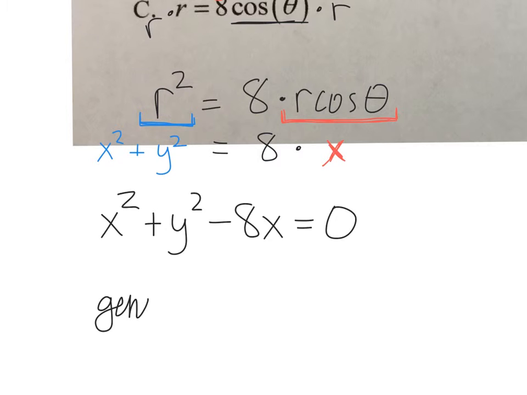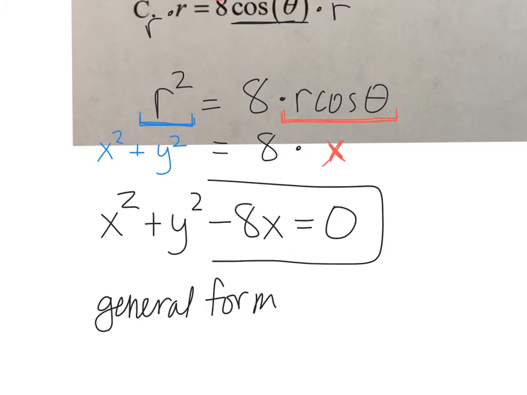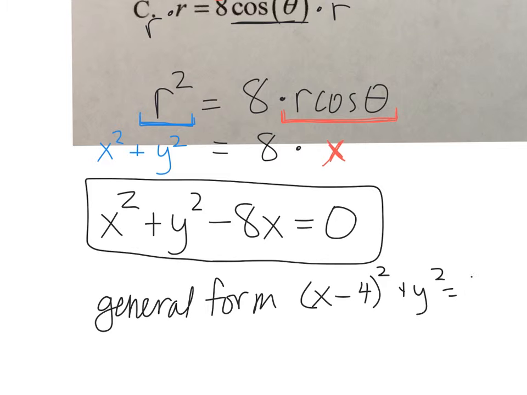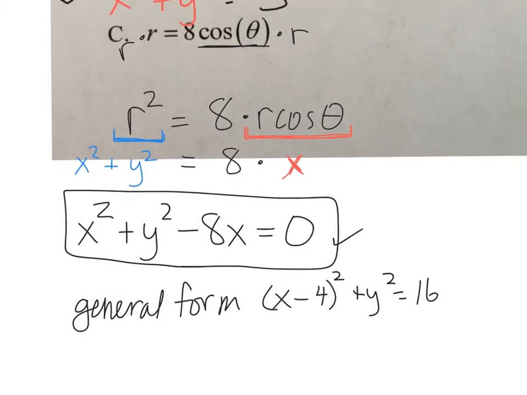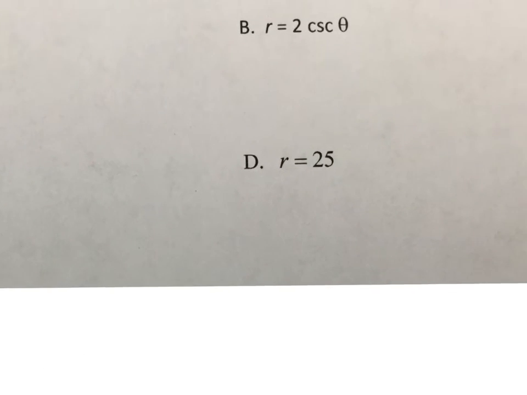So this is the general form for any conic equation. In fact, this one would graph to a circle with a radius of 4 centered at (4, 0). Okay, when you complete the square, that's what you would get. But this is perfectly fine. So let's move over here.